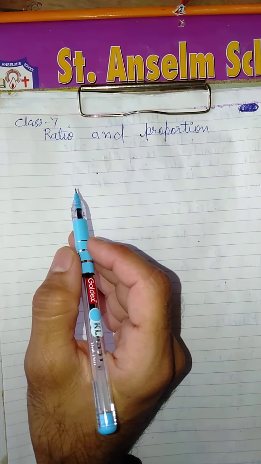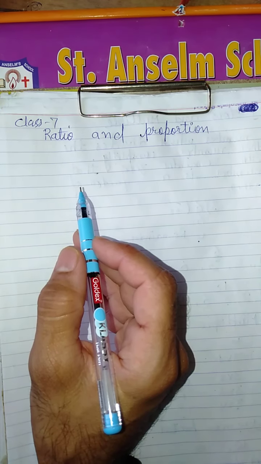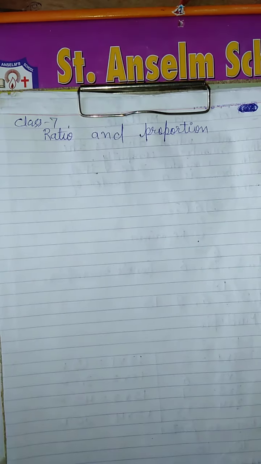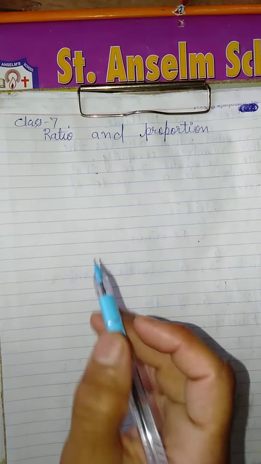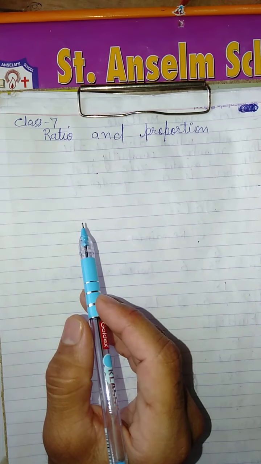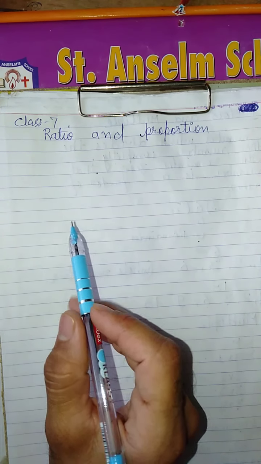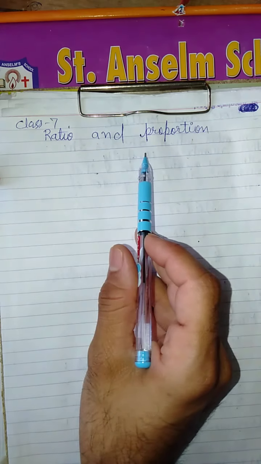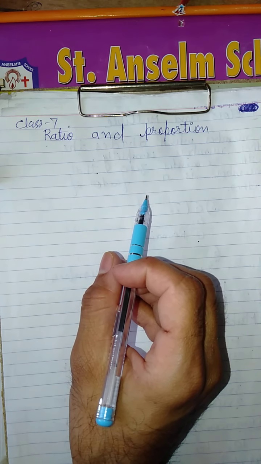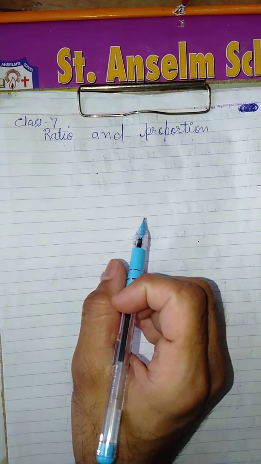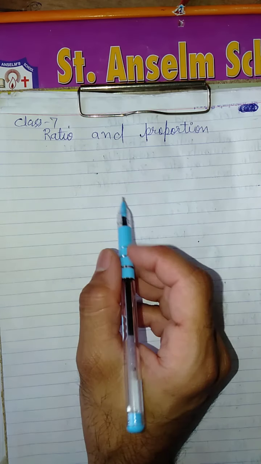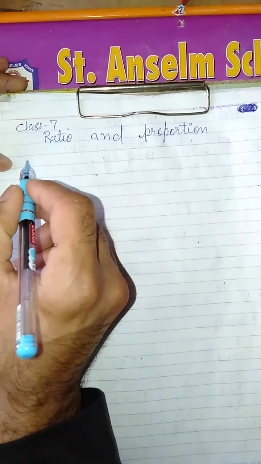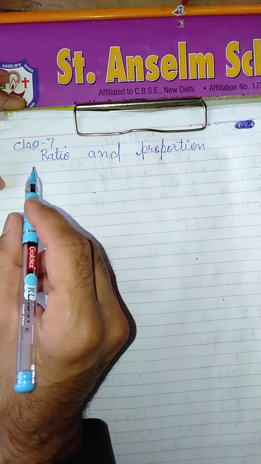Students, in the previous video we finished the last chapter, that is rational numbers. Now, from this video we will start a new chapter, that is ratio and proportion. In this video we will learn what ratio and proportion are, the meaning and the basics of ratio and proportion. See, first of all, ratio.